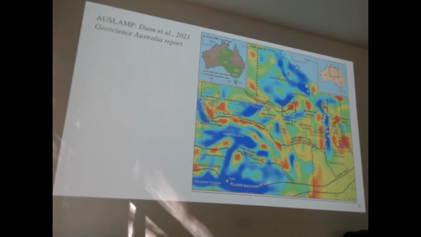This is from Australia. The OzLab program in Australia is doing something similar to the US array, where they're covering all of Australia at 50 kilometer spacing. Again, this is a work in progress, but here are some results from the northern part of the country, and this is a depth slice at 36 kilometers.